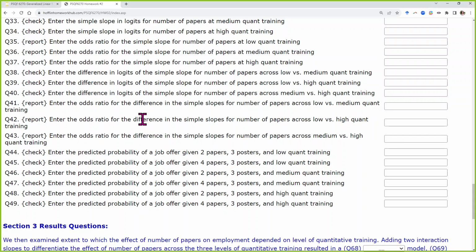The order of operations matters, though, for the ones that are for differences. You need to get the logit slopes first, then take the difference in logits, and then take an odds ratio of that difference. If you take the difference of the odds ratios, it won't work. I can just use the function exp. That's it.